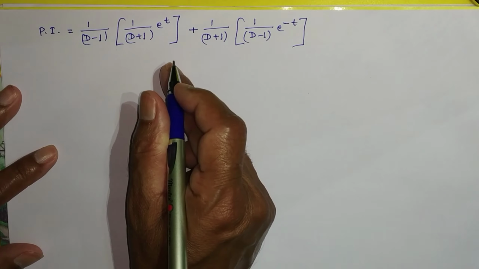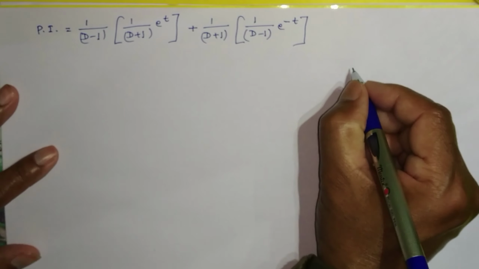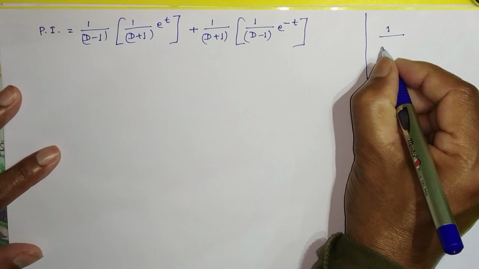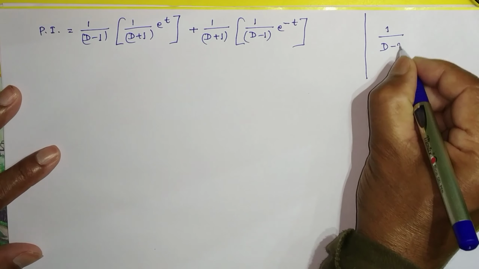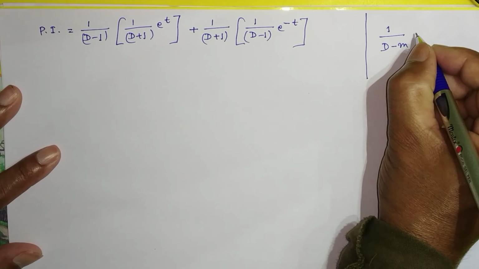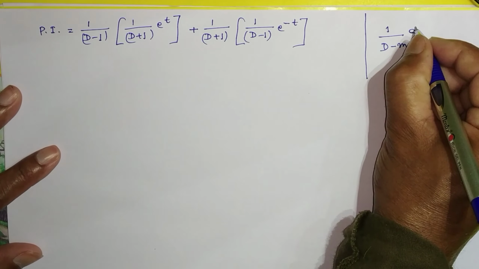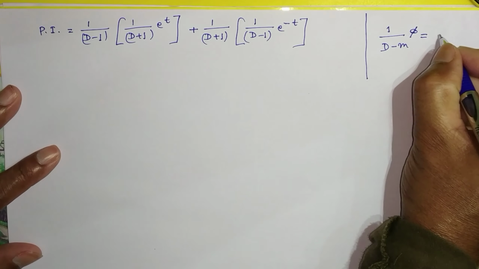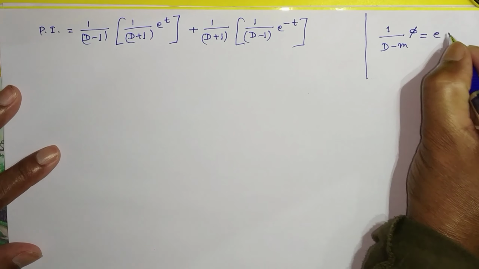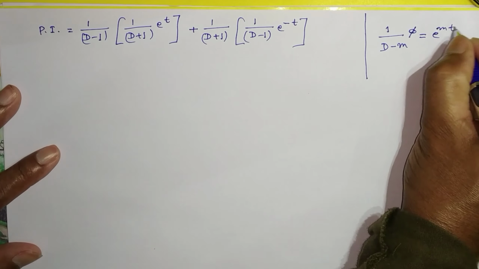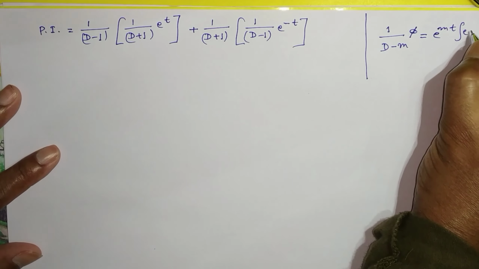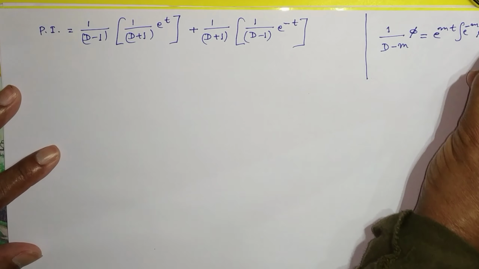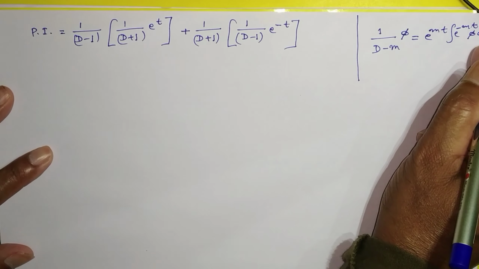Now there is a formula for operator techniques that says that 1 upon (D minus m), if it is the situation and the function is phi, then it is e to the power mt under bracket integral e to the power minus mt multiplied by the function and integrated with respect to variable t.